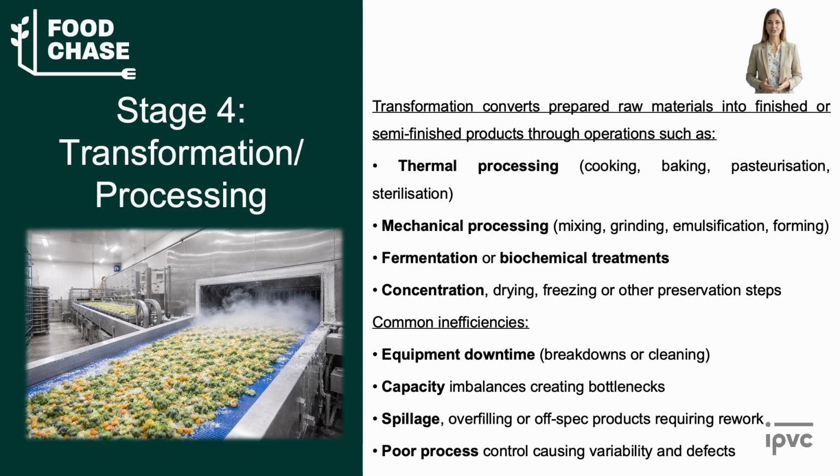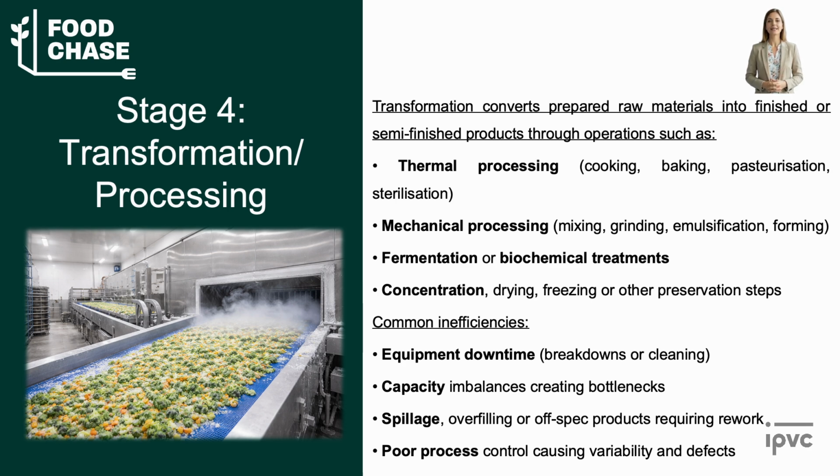The fourth stage of the production workflow is transformation or processing. This is where prepared raw materials are converted into finished or semi-finished goods using a range of operations. These may include thermal processing such as cooking, baking, pasteurization, or sterilization, mechanical processing such as mixing, grinding, emulsification, or forming, biochemical processes such as fermentation, or preservation steps such as concentration, drying, or freezing.